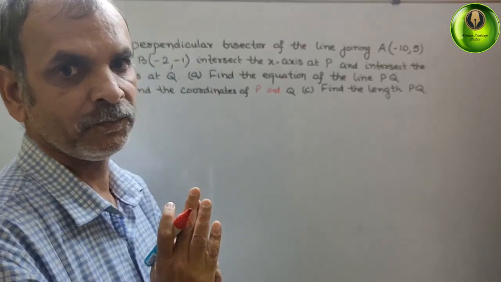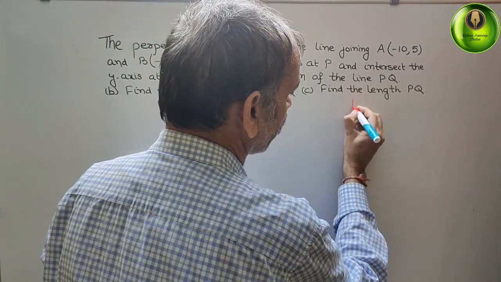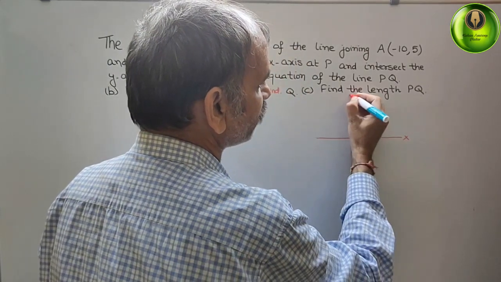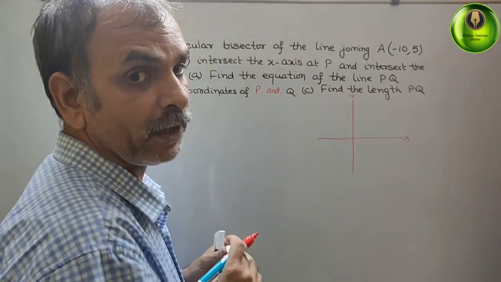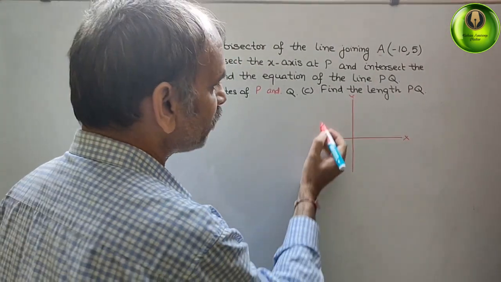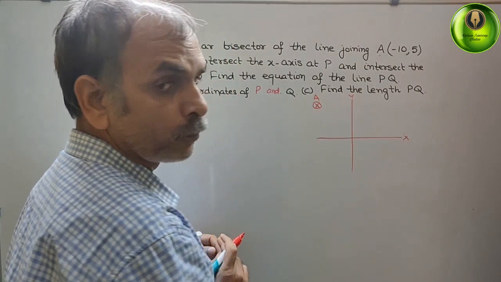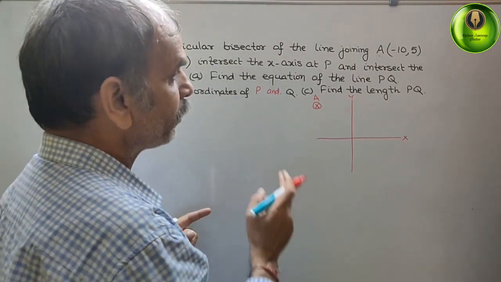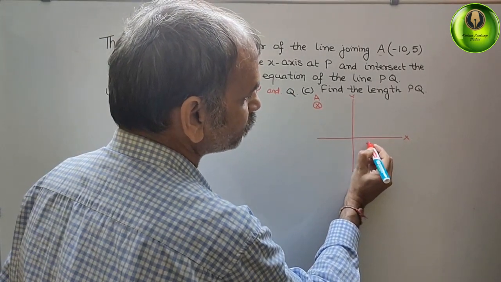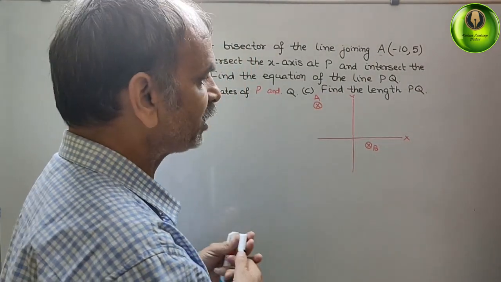So if you see the coordinates on a graph, this is your graph. This is the x-axis, this is the y-axis. Now they have told you that there are two points: (-10, 5) will lie here, this is your A. And B lies at (-2, -1), that means here. This is your B. If we join them, it will be just like this.